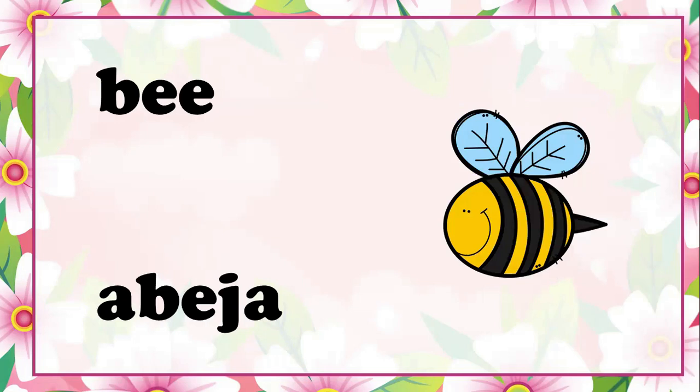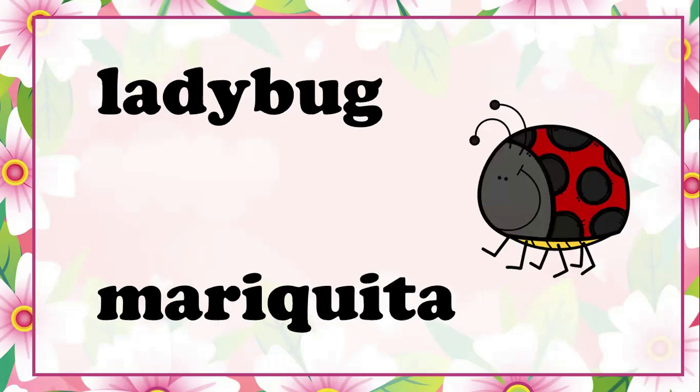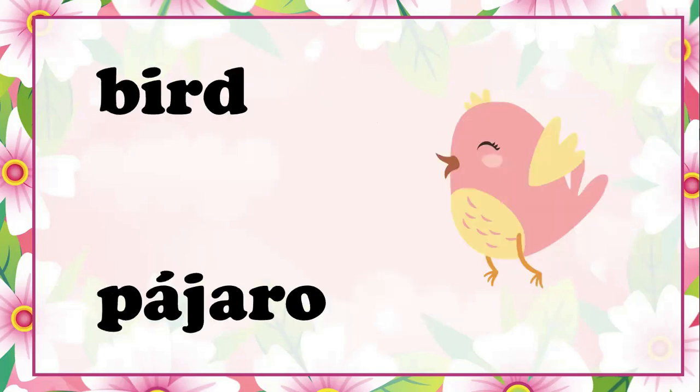Bee is an abeja. Ladybug is a mariquita. So we have mariposa and mariquita, both little springtime bugs. A bird is a pájaro. Don't forget the accent on the first A. I sometimes accidentally forget that. Pájaro. And this is a bird in general. Different kinds of birds have different names, but this is just the word for bird.